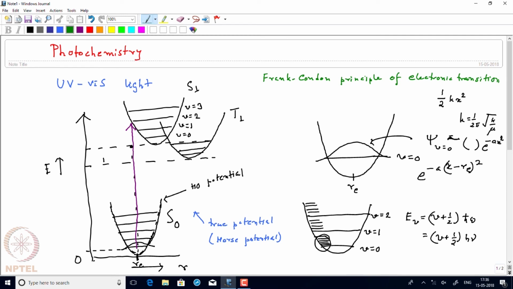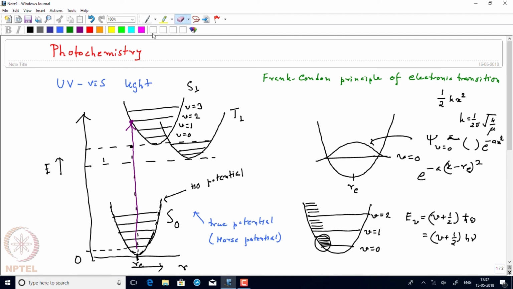Now there is an alternative description why this arrow, the way I have drawn it, has its end point ending up here. So this is a very important thing. Now think about how the vibrational wave functions look for a harmonic oscillator. Let me use some other color.